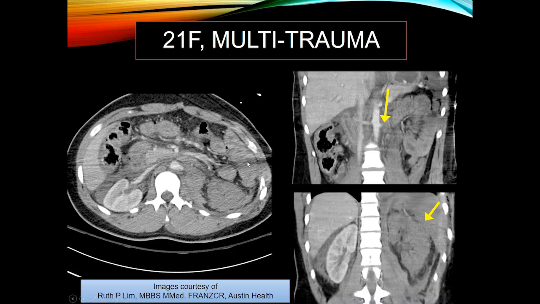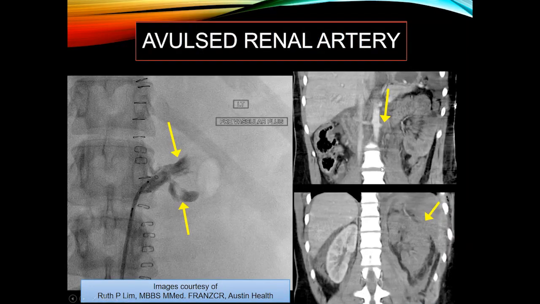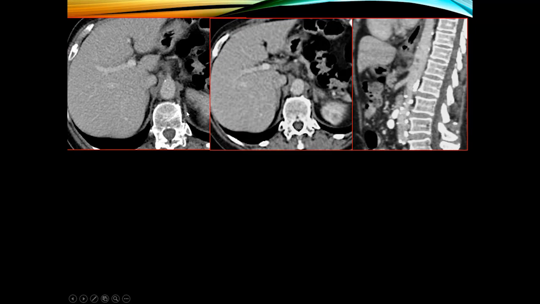So here's a pretty straightforward case where we have the context of trauma. We see retroperitoneal hematoma. We see the left kidney is not enhancing, and there's abrupt cutoff of the left renal artery. So the left renal artery is missing in this case, and it's due to avulsion from a traumatic injury. This is also evident on the interventional angiogram. Here's a much harder case.